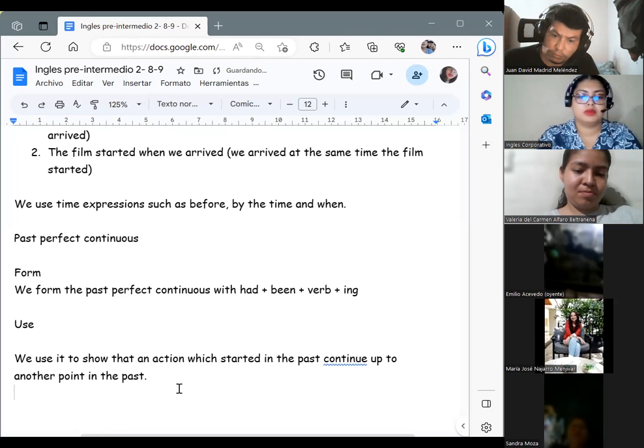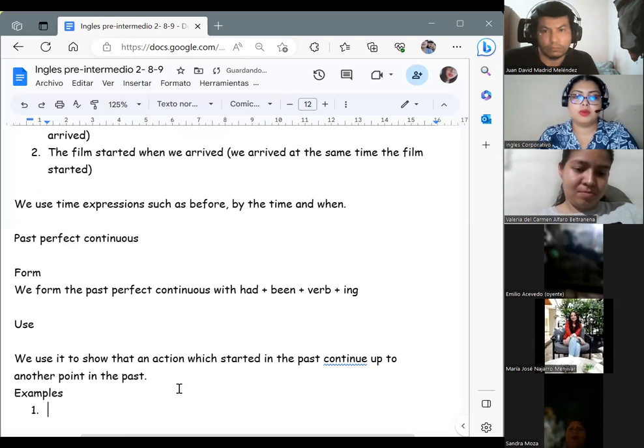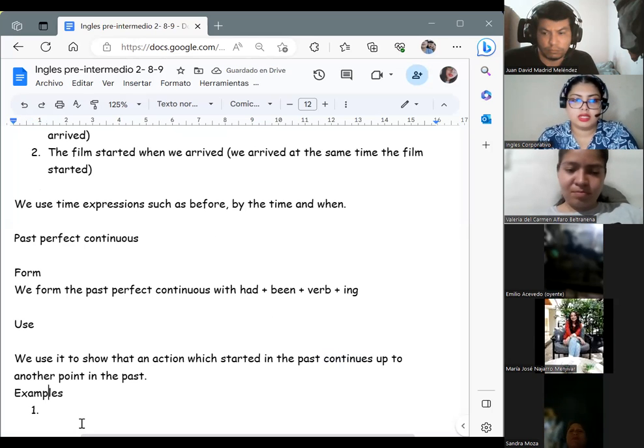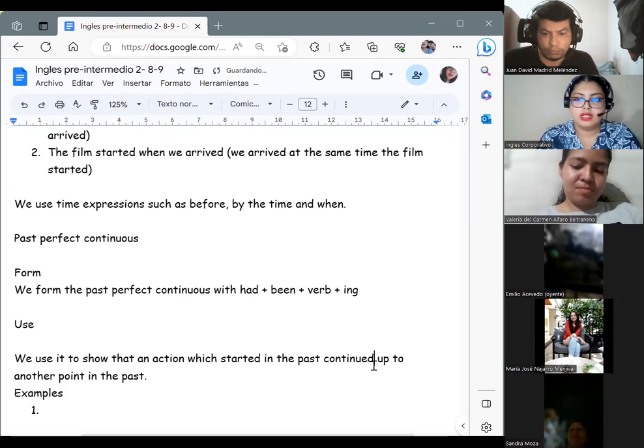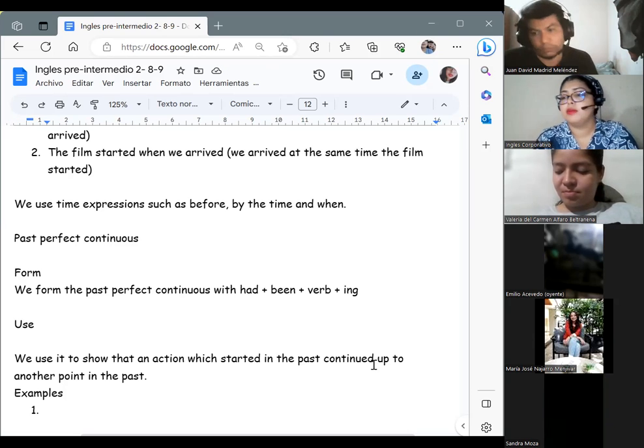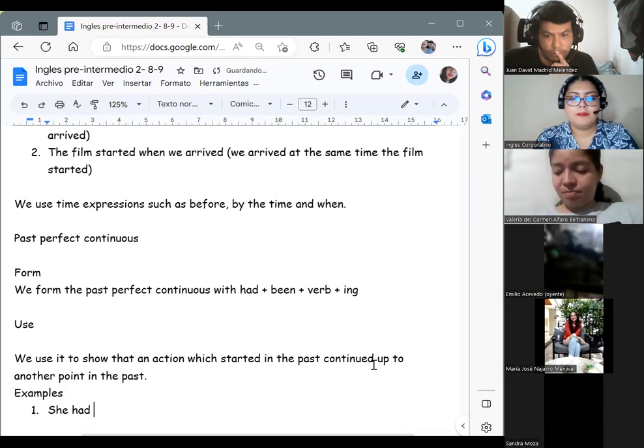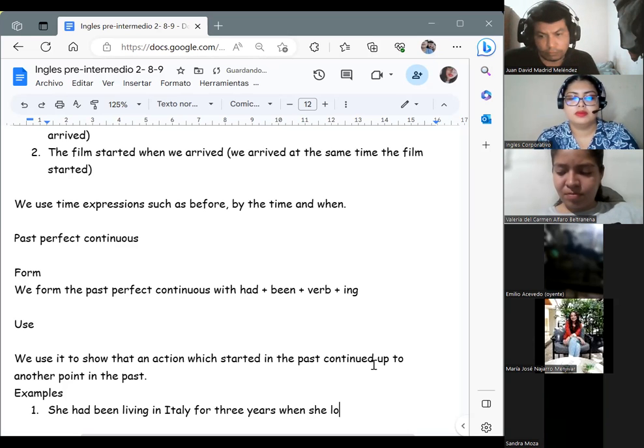So we're going to see the examples. Example number one. In this case, it's not present. Number one: She had been living in Italy for three years when she lost her job.